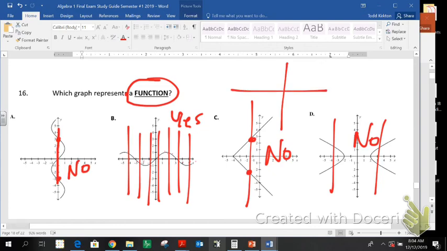The other thing is sometimes you have them with points like this, where it's just scattered points. If I can draw a vertical line and hit 2 points on the graph, then it's a no.